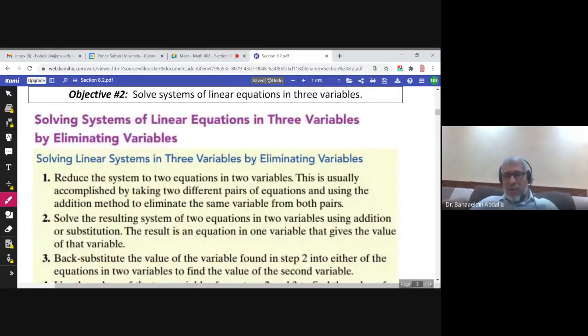Now, the main point here is how to solve the linear system in three equations, okay, three variables also. The main point would be to reduce the system to two equations in two variables. So you have three equations in three variables. You will reduce it to two equations in two variables. How would you do that? You take two different pairs of equations and you eliminate the same variable from both pairs, the same variable.